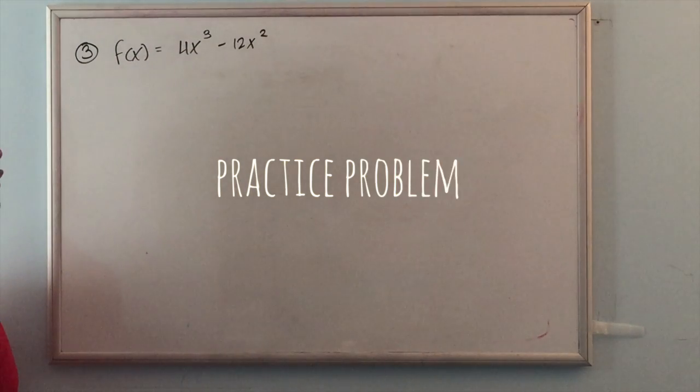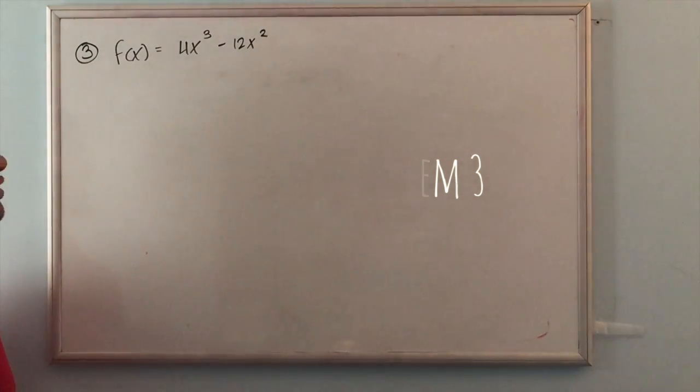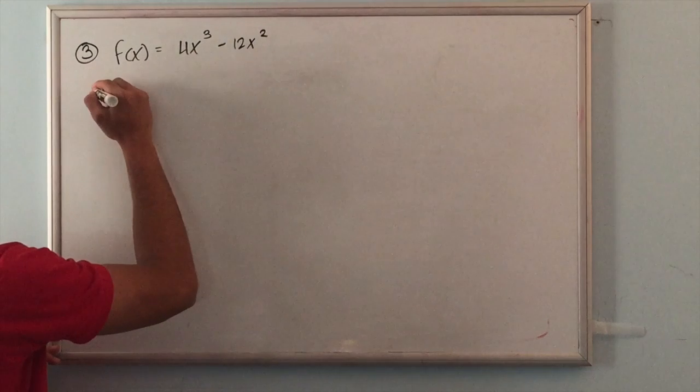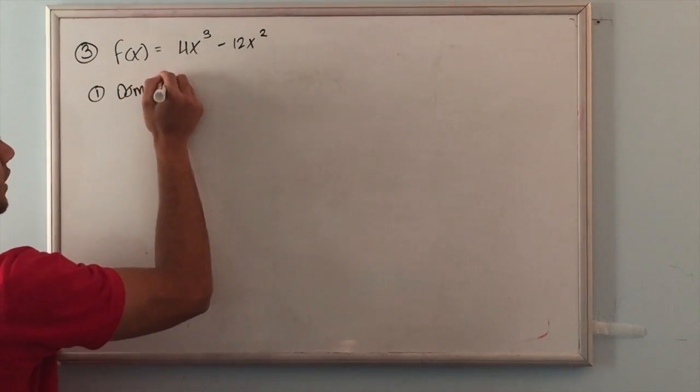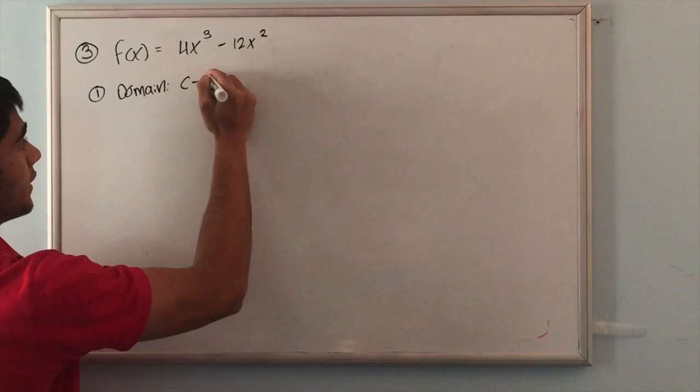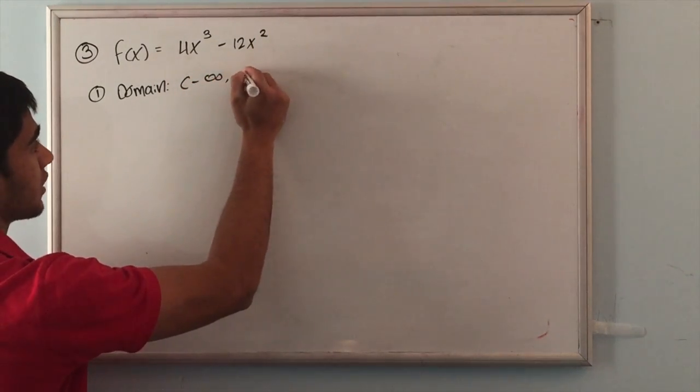So today we will be doing another curve sketching problem, and the function is f of x equals 4x cubed minus 12x squared. The first step I like to do, again, is to find the domain of the function. Notice that we can plug in any number for x, so the domain goes from negative infinity to positive infinity.